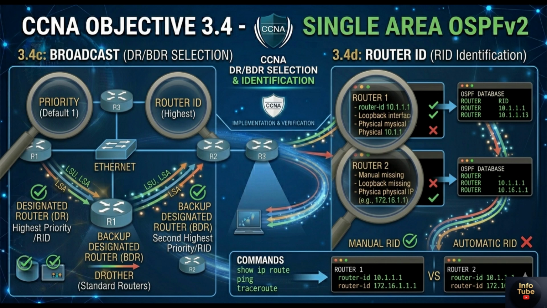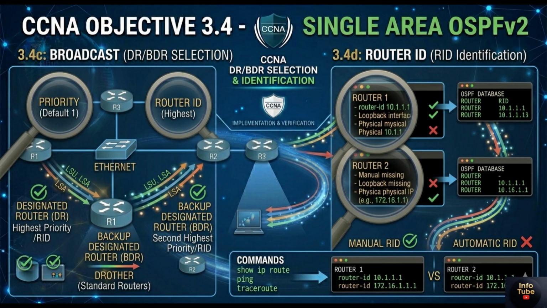3.4D. Router ID, the name tag. Every OSPF router needs a unique name, which is its router ID, RID. The RID looks like an IP address, e.g., 1.1.1.1. And OSPF picks it using this logic. Manual command. If you type router ID 1.1.1.1, that's the winner.